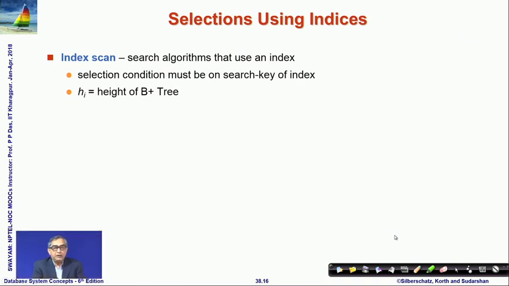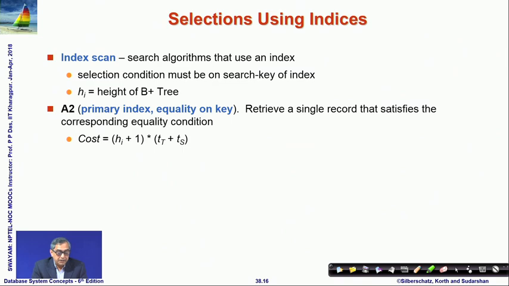Now, let us assume that the situation is such that we have some index on a B plus tree that we are going to use to do the selection, and let us assume that h I is the height of that B plus tree. The second algorithm is good if we are using a primary index and we are looking for equality on a key, that is, whether it matches a certain key. So, what we will have to do?